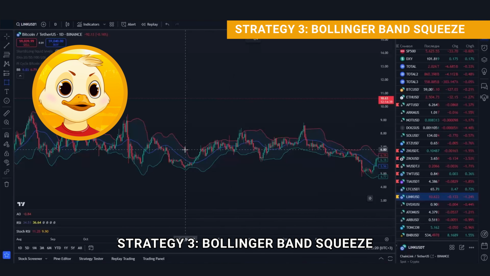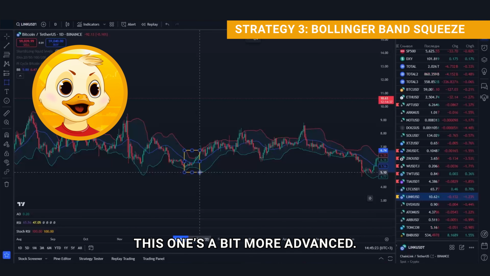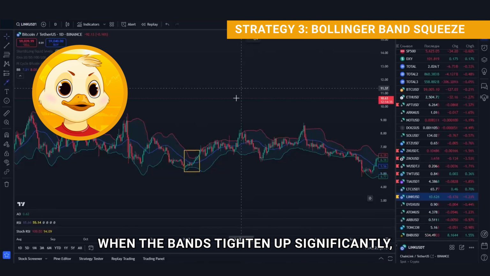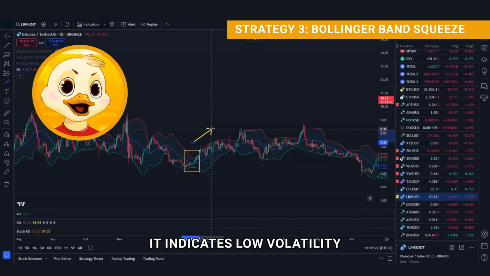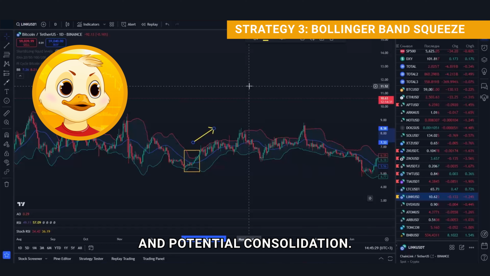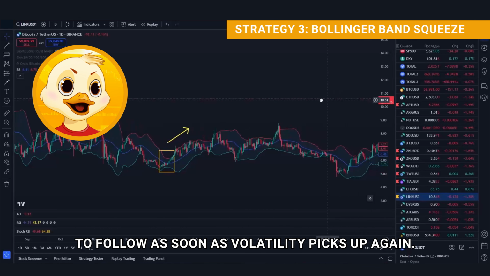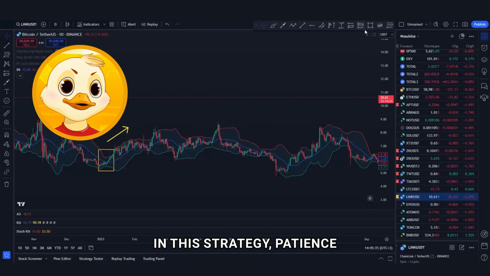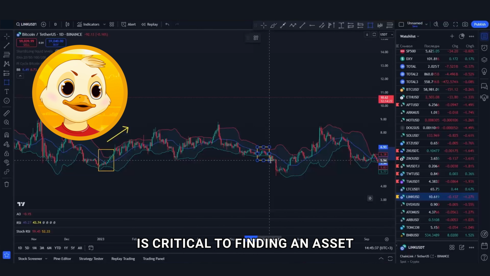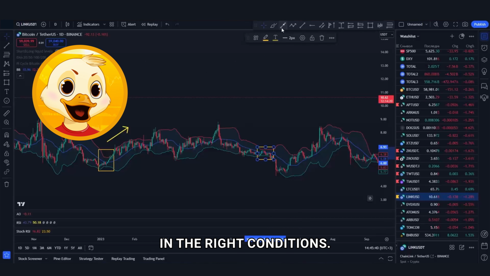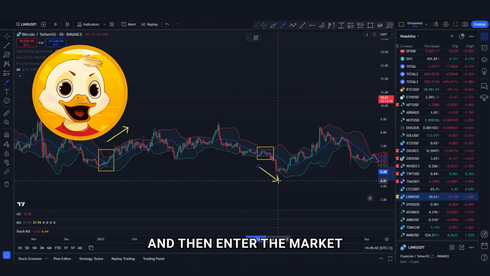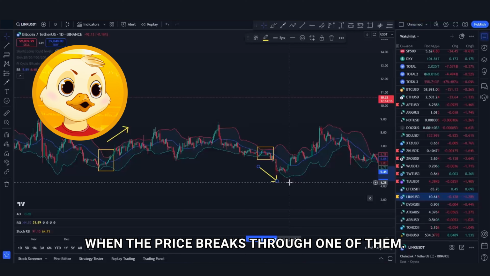Strategy number 3. Bollinger Band Squeeze. This one is a bit more advanced. When the bands tighten up significantly, it indicates low volatility and potential consolidation, but a strong move is likely to follow as soon as volatility picks up again. In this strategy, patience is critical to finding an asset in the right conditions. You wait for the bands to expand and then enter the market when the price breaks through one of them.